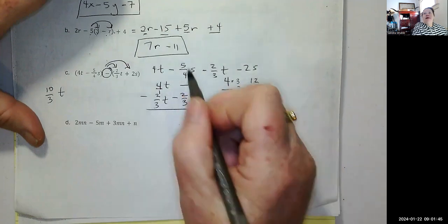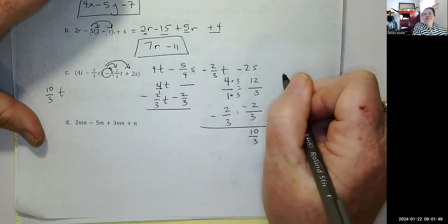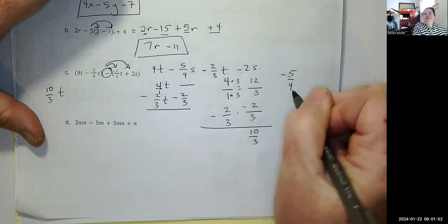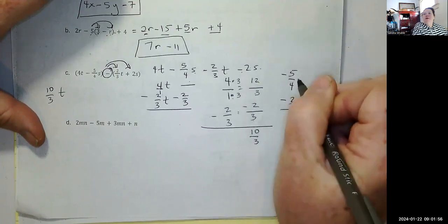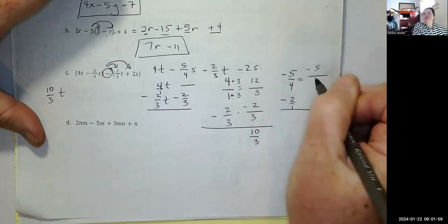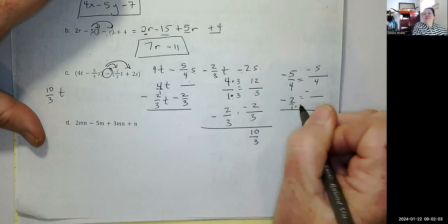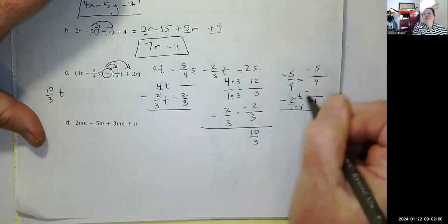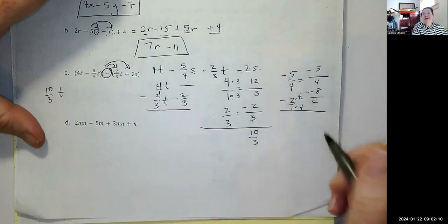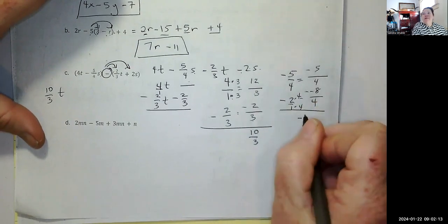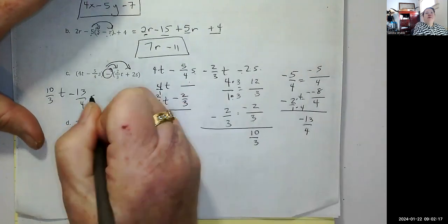And then we've got negative 5/4 s minus 2s. So negative 5/4 minus 2. This is over 1. So negative 5/4. We want a 4 in the denominator so we can combine our like terms. So times 4 is negative 8. Negative 5 minus 8, you add them. 8, 9, 10, 11, 12, 13. So it's negative 13 over 4, minus 13 over 4 s.